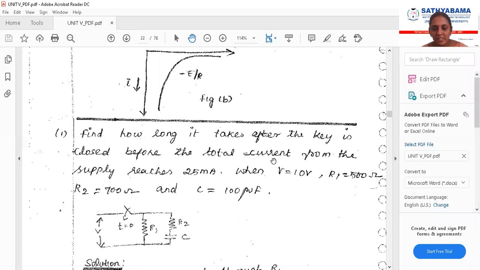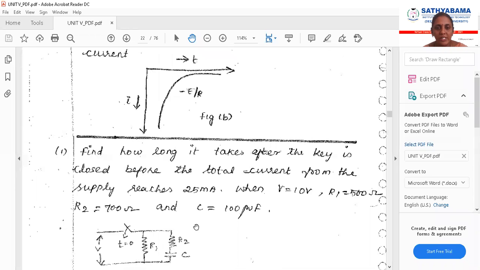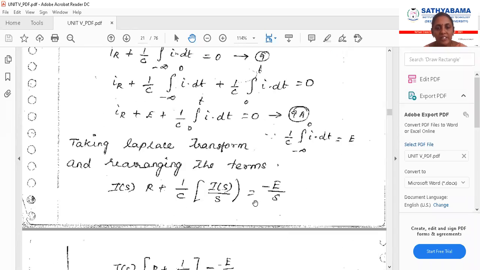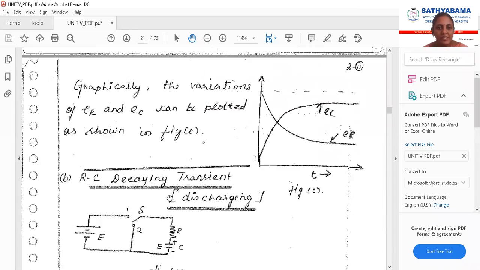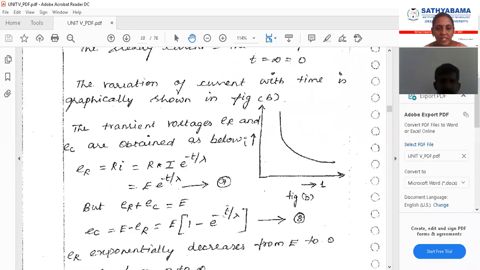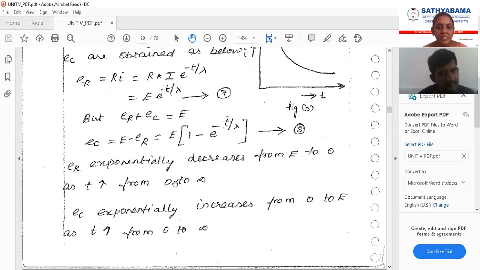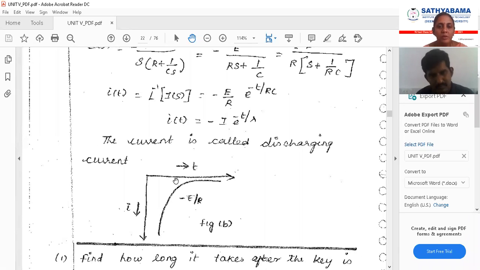Good afternoon, students. So yesterday we had started up with RC transients, right? In RC transients, we saw about charging and discharging. The only difference here is that in RC transients charging, the expression is I of t is equal to E by R into e power minus t by RC. This is the final expression we had got. But for discharging, the expression will be the same, but with a negative sign. That is the only difference.